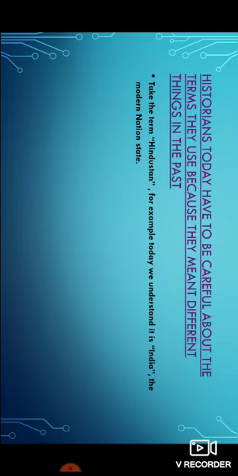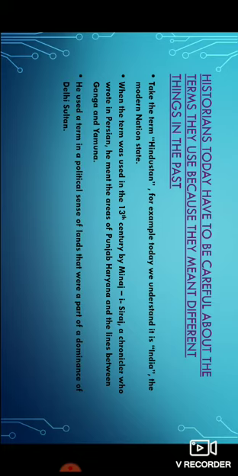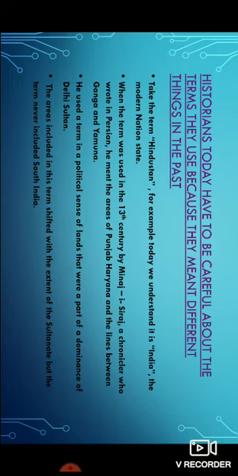Take the term Hindustan, for example. Today we understand it as India, the modern nation state. When the term was used in the 13th century by Minhaj-i-Siraj, a chronicler who wrote in Persian, he meant the areas of Punjab, Haryana and the lands between the Ganga and Yamuna. He used the term in a political sense for lands that were a part of the dominion of the Delhi Sultan. The areas included in the term shifted with the extent of the Sultanate, but the term never included South India.